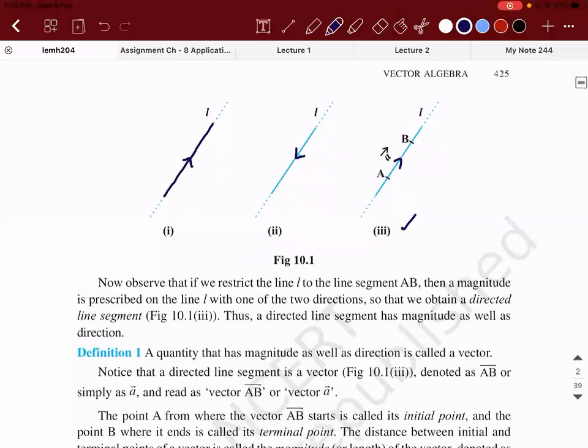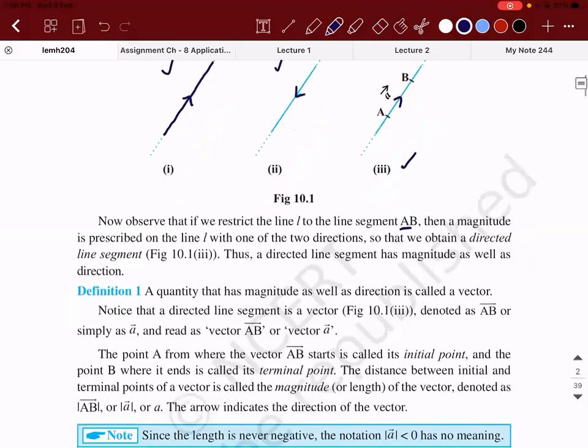Now observe that if we restrict the line to the line segment AB, so here what is happening in the case of 1 and 2, you're taking it as a line. The line gets extended in both directions, so a line doesn't have a definite length associated with it. So you cannot define the magnitude of a line. But if you want to define the magnitude, then you need to take a particular segment of it, and that segment is what we call a line segment. Then that line segment will have a quantity called magnitude associated with it.